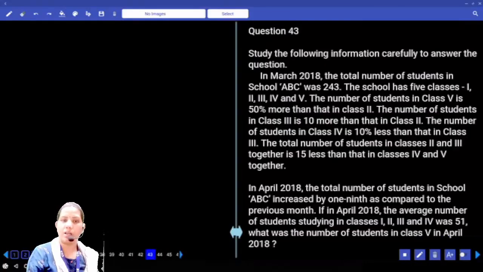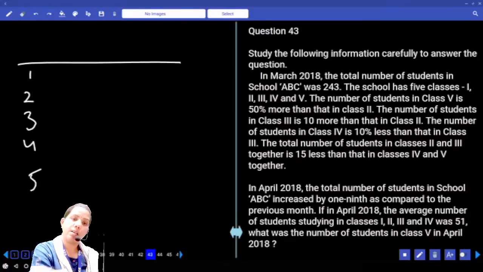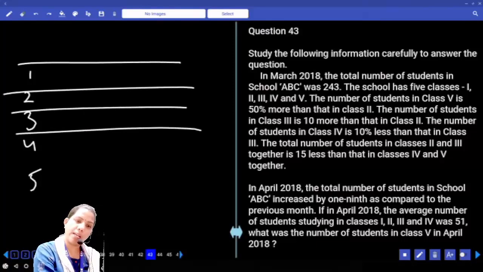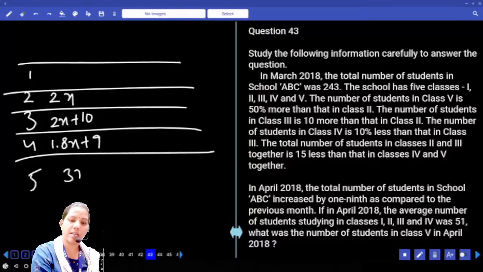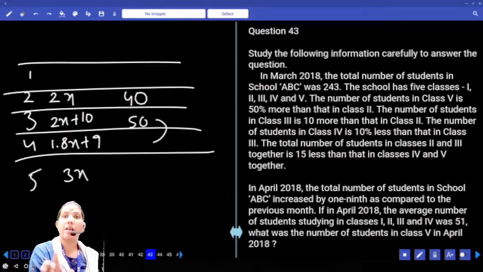Question number 43. 1, 2, 3, 4 and 5. What is 2? It is 2x and it is 2x plus 10 and it is 1.8x plus 9. It is 3x. Finally we conclude that x is equal to 20. So it is 40 and it is 50. Compared to this, 10% less means it is 45 and it is 60.